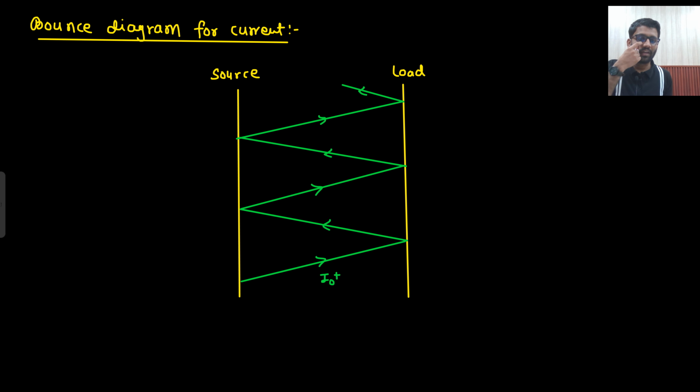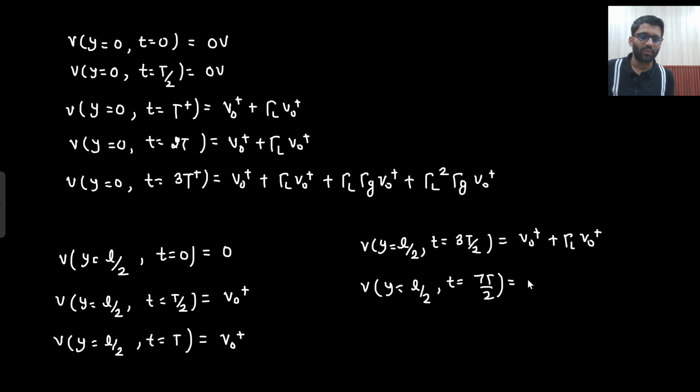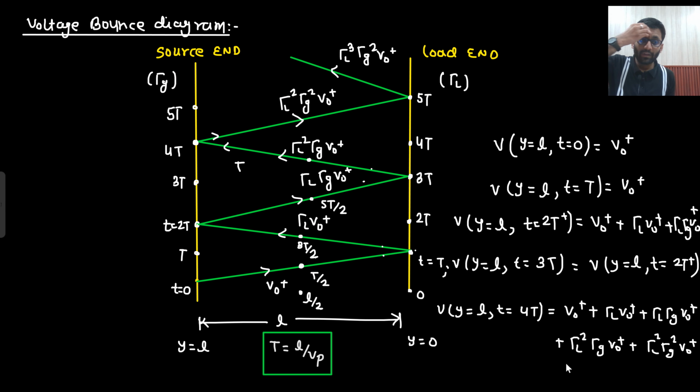So as of now I am asking at 7t by 2. Where will 7t by 2 be? This will be 7t by 2. So in 7t by 2 all these things you will see: V0 plus, gamma L V0 plus, gamma L gamma G V0 plus and gamma L square gamma G V0 plus. So what all can you see? V0 plus, gamma L V0 plus, gamma L gamma G V0 plus. One reflection, two reflections, three reflections and four reflections. So gamma L square gamma G V0 plus. So four reflections are there.